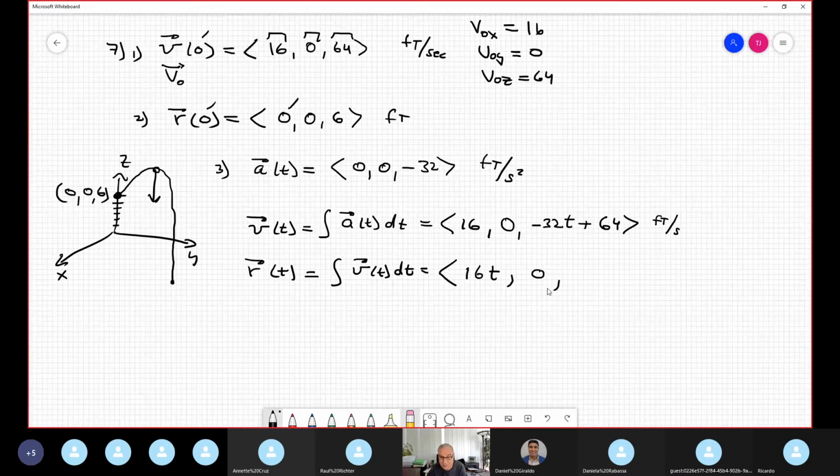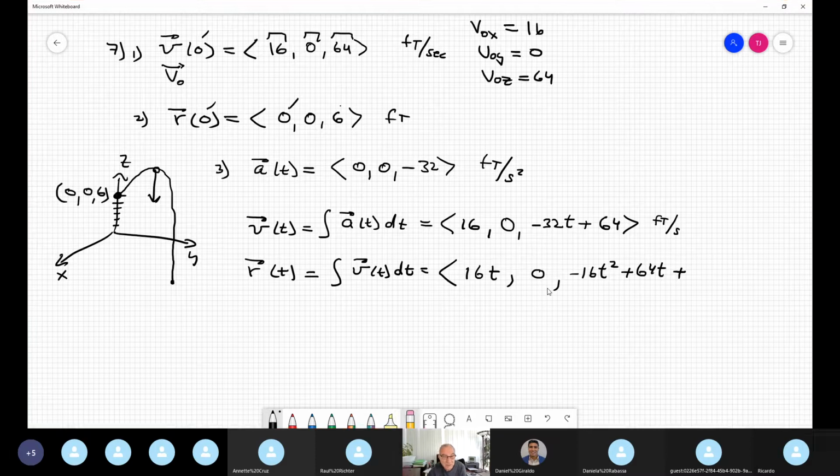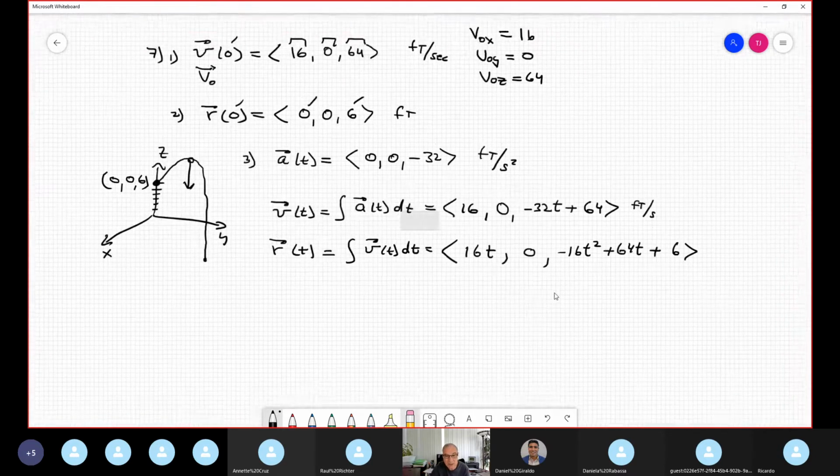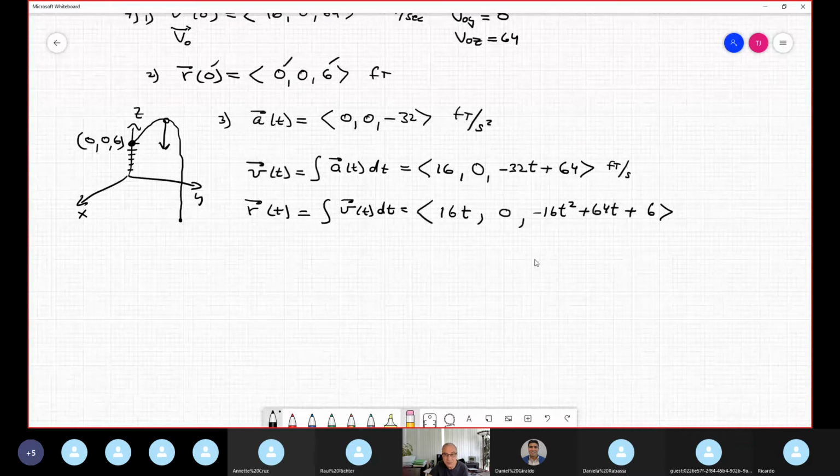Here you integrate, the integral of this is 32, go outside, the integral of t is t squared divided by 2, no? Entonces es minus 16 t squared, the antiderivative of 64 is 64t, plus a constant, que the constant is 6. Okay, and this is the vector value function que represent the position at any time in our projectile motion.